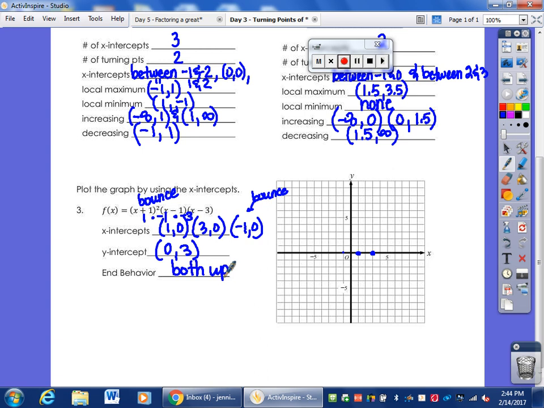So your graph is going to be a W shaped, but it's not going to cross here. This is going to bounce. It's going to come up and come back down. It's going to cross, and then it's going to cross again. So something like that. Okay.